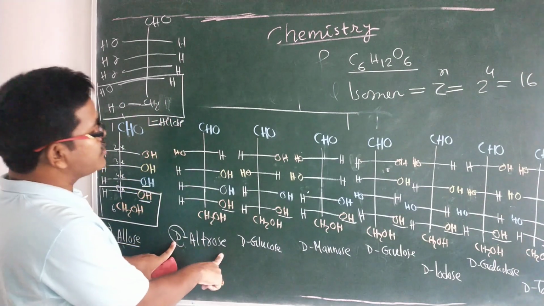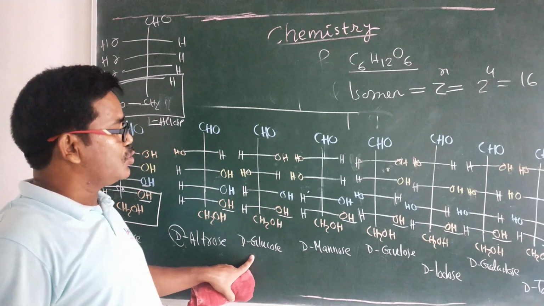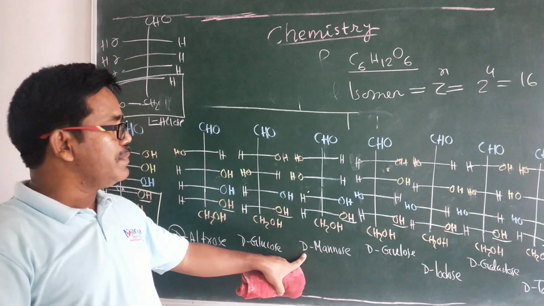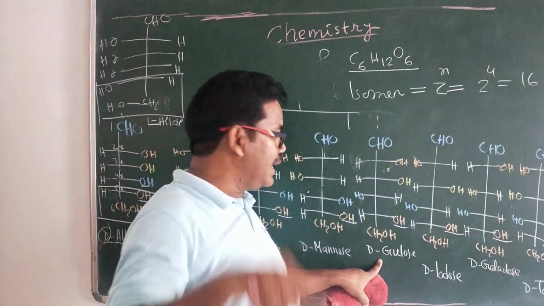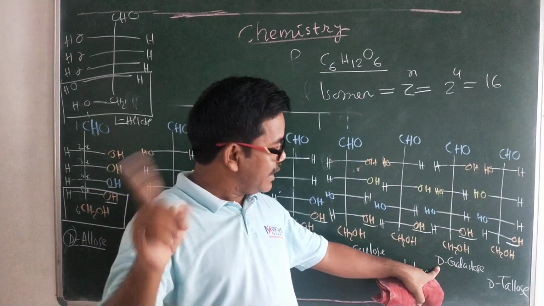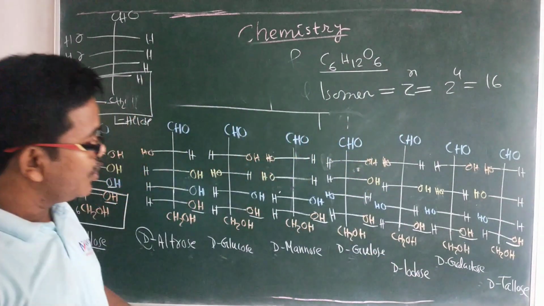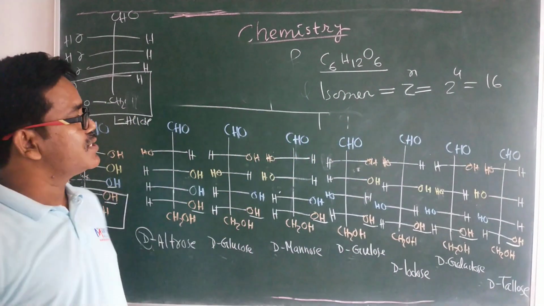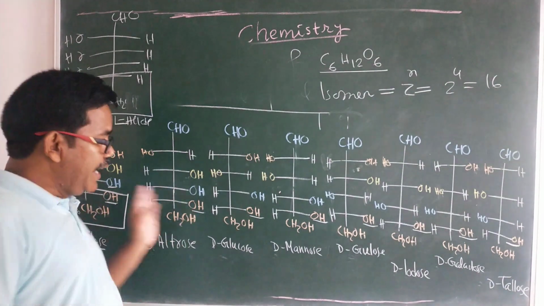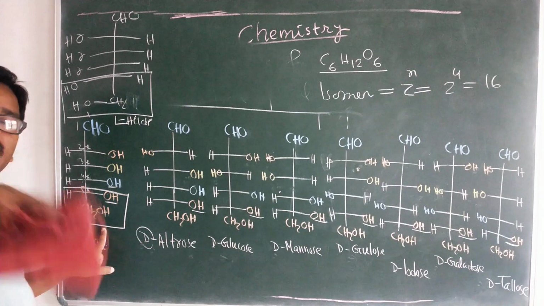Similarly, for D altrose, I will get L altrose. D glucose, I will get L glucose. D mannose, L mannose. D gulose, L gulose. D idose, L idose. D galactose, L galactose. And D talose, L talose. Therefore, the total number of optical isomers will be 16: 8 D and 8 L. Each D structure will have an L structure.